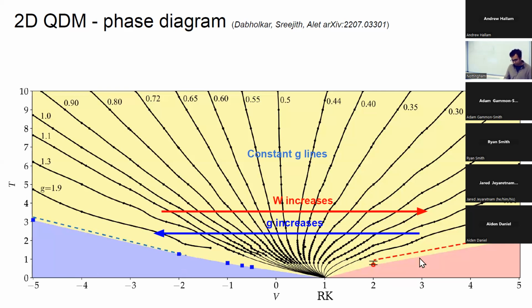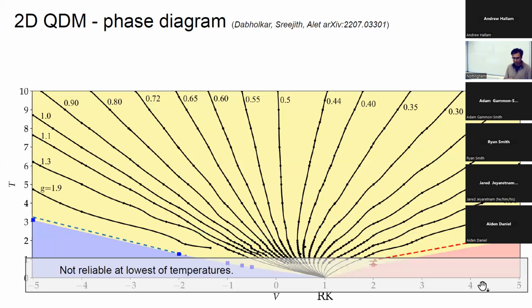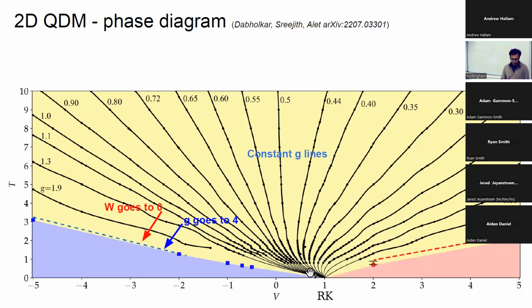On the other side, where V is larger than 1, the winding number keeps increasing, and it reaches a maximal value when it transitions over to the staggered phase. The algorithm is not reliable at very low temperatures, and in particular, the region around the RK point is not very reliably mapped out. The constant G lines look like this. The G equal to 0.5 line essentially goes like this.